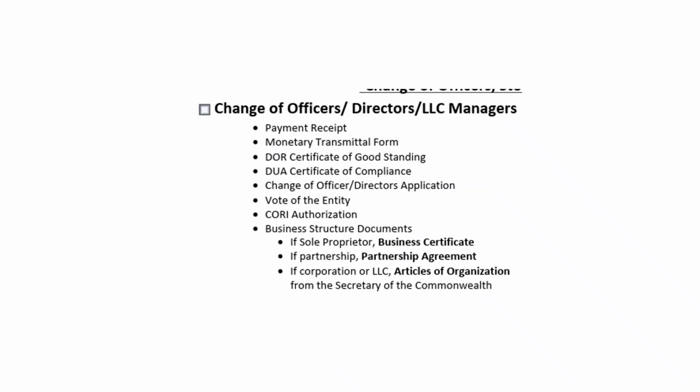Once you have finished your application packet and compiled all the required application materials, please submit the packet to the local licensing authorities that you are applying with. Please consult with the local licensing authorities for how they would like the application to be submitted. Please note that you may be requested to submit additional supporting documentation if necessary during the review process.